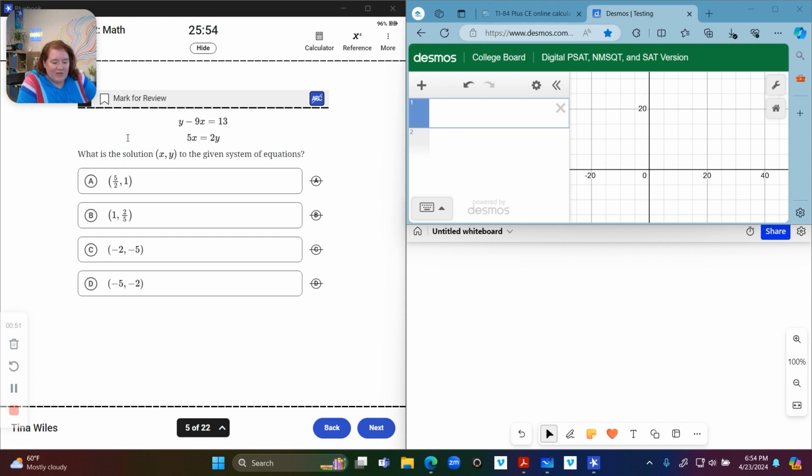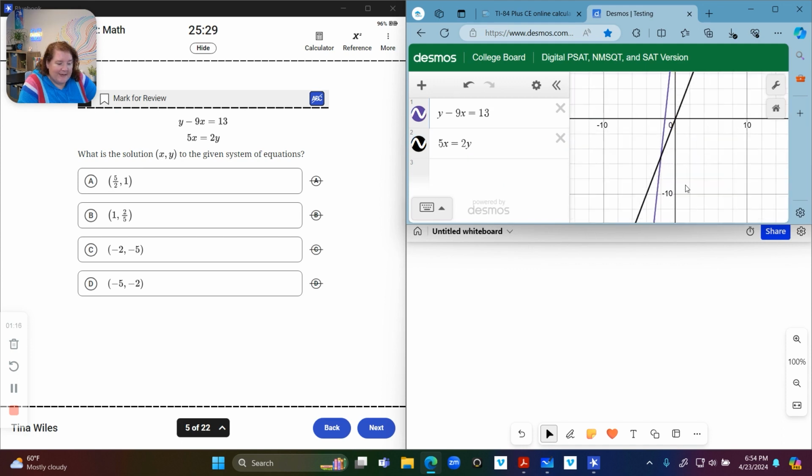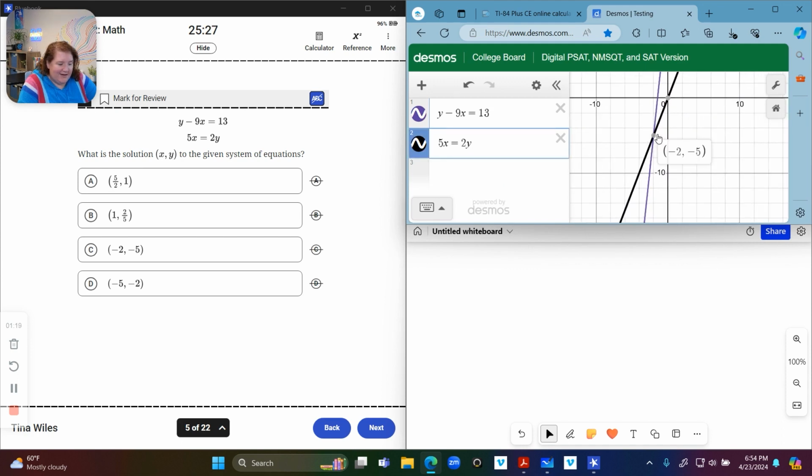So I'm going to start on number 5 here. To access the Desmos, you're going to click the calculator button within the Bluebook. I already have it pulled up over here for easier recording. I would just graph these equations directly into Desmos. It asks for the solution to the system, and a solution is where the lines meet, and they meet at (-2, -5). I can solve this algebraically as well.